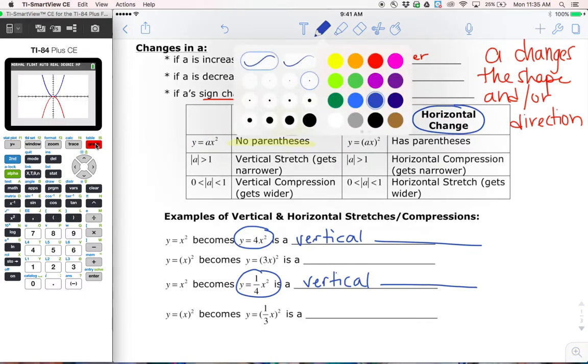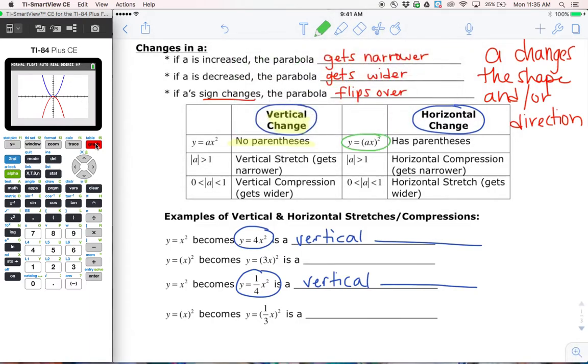Now, if it does have parentheses, like this one, then it's a horizontal change. All right, horizontal change has parentheses. So this is going to be a horizontal change. And the last one will also be, right, because we got parentheses again, we got another horizontal change. I honestly think that that's probably the biggest takeaway from this lesson. No parentheses is vertical change. Parentheses means horizontal change.